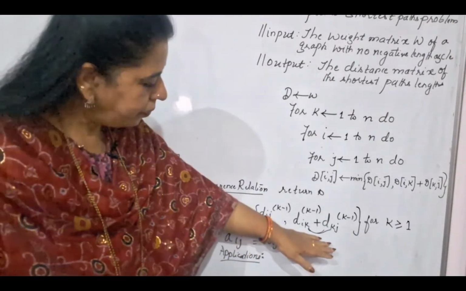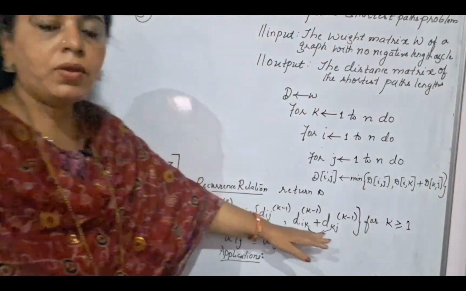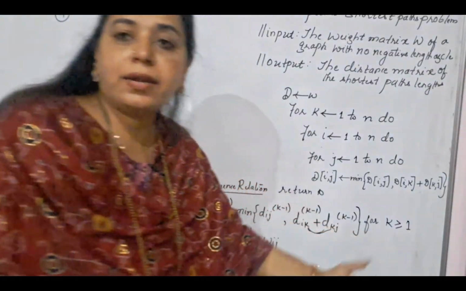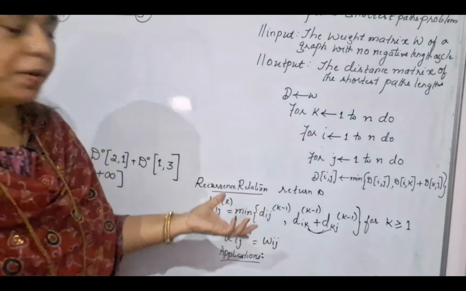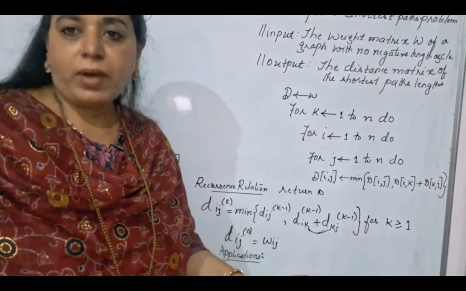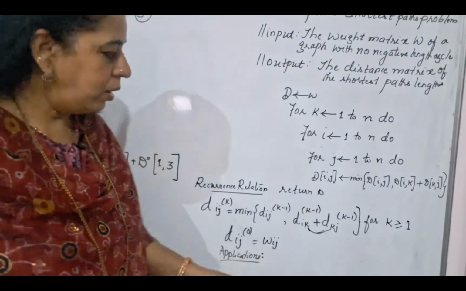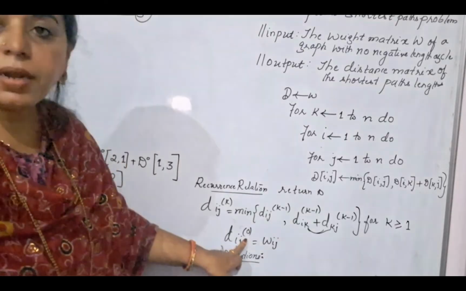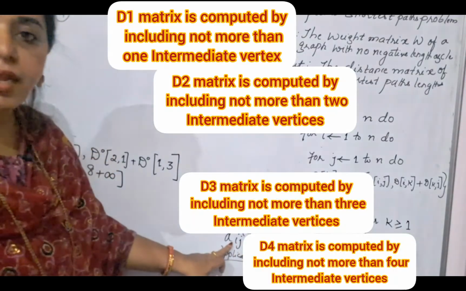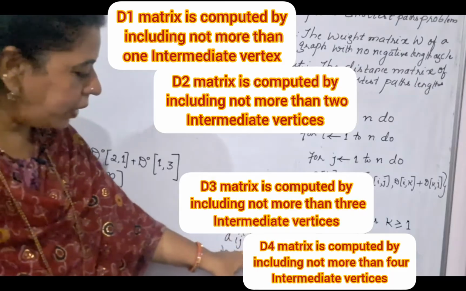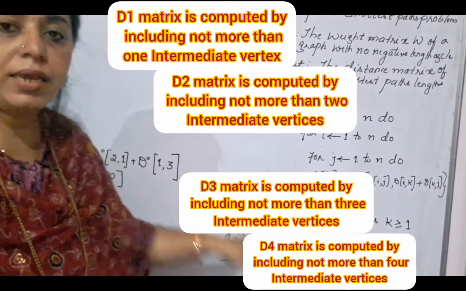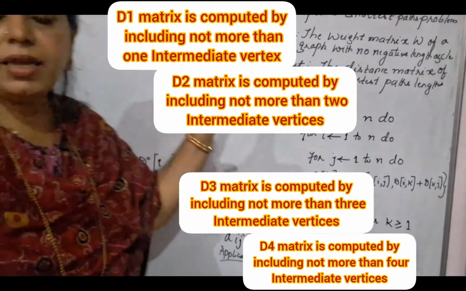So this is the formula that you are applying. You apply this for all values of k greater than or equal to 1. That means the intermediate vertex is at least 1 or above, not 0. In case it is 0, that means it becomes the initial matrix. We are writing here d of ij of 0 equal to w of ij. W of ij is whatever weights are initially given in the graph.